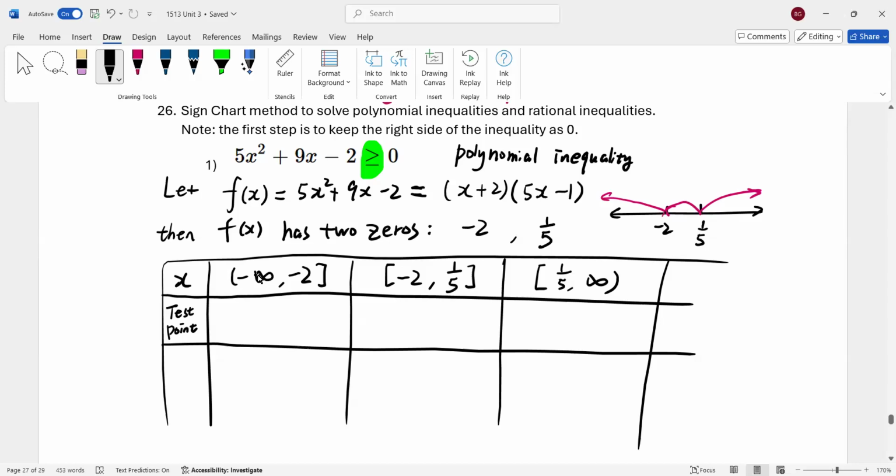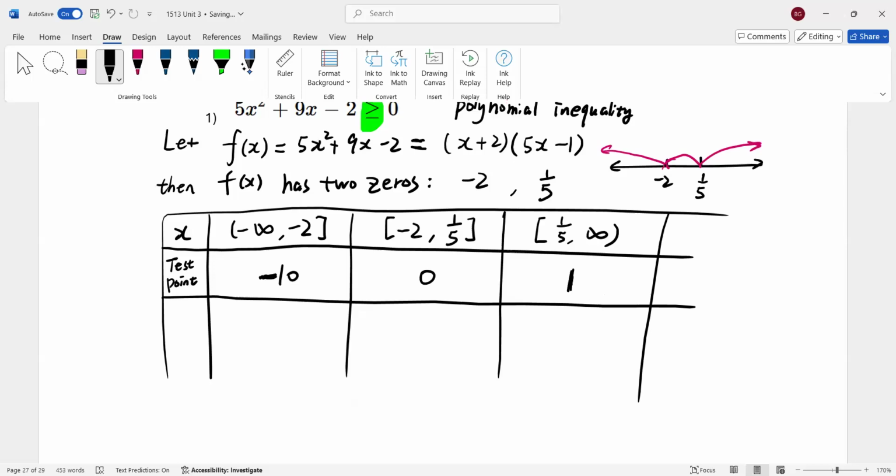So the first interval from -infinity to -2, which testing point do we want to choose? We will, of course, want to pick a number that is as convenient as possible. I'm going to pick -10. It has to be a negative number, and 10 is a pretty convenient number. And the second interval from -2 to 1/5, I'm going to pick 0, because 0 is inside the interval, right? And the third interval from 1/5 to +infinity, I can pick 1, or I can pick 10, right? Yeah, I think 1 would work, so I'm going to use 1 here. So that's the second row of the chart.